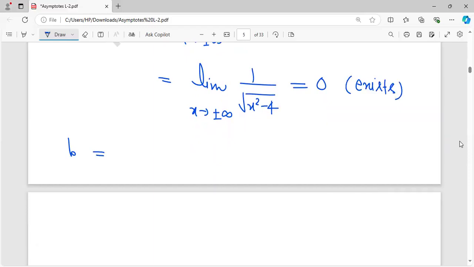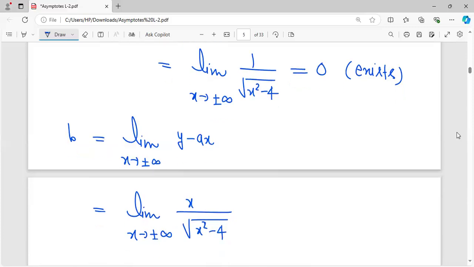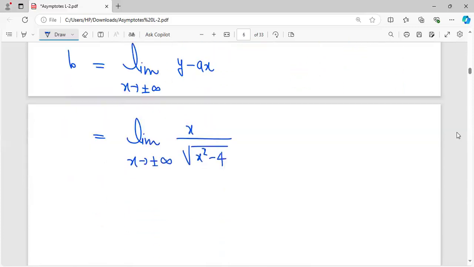Now what is b? b is limit x tends to plus-minus infinity of y − ax. So what is this limit? Here y is x upon under root x² − 4, and a is 0.